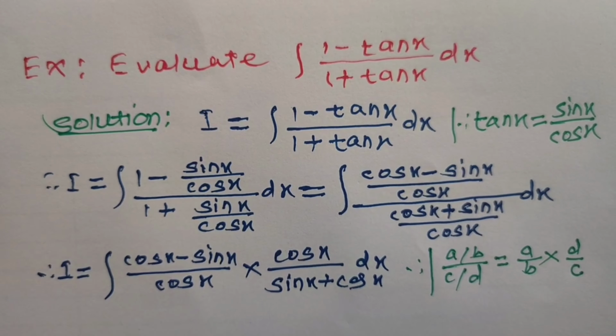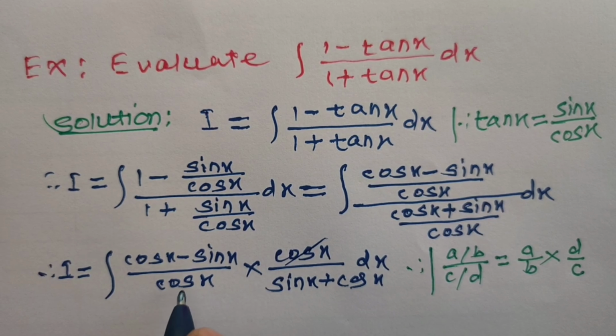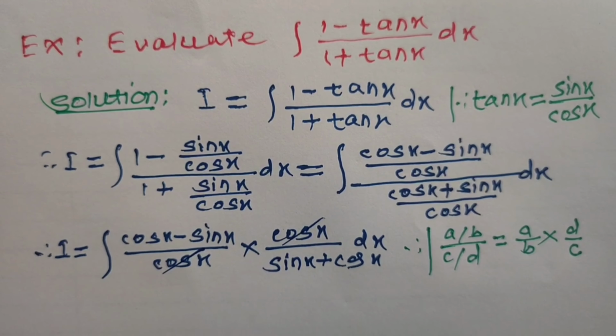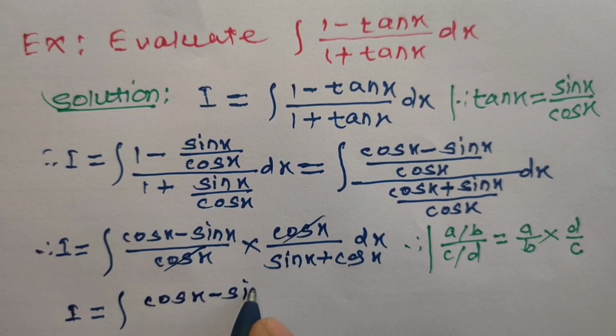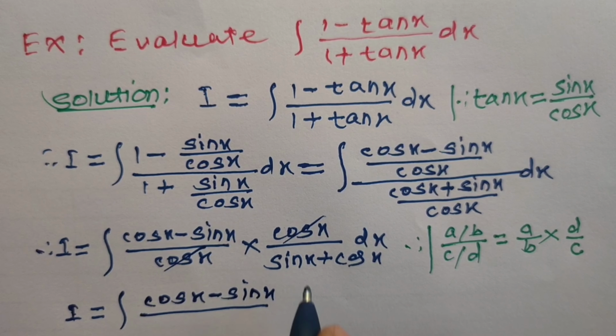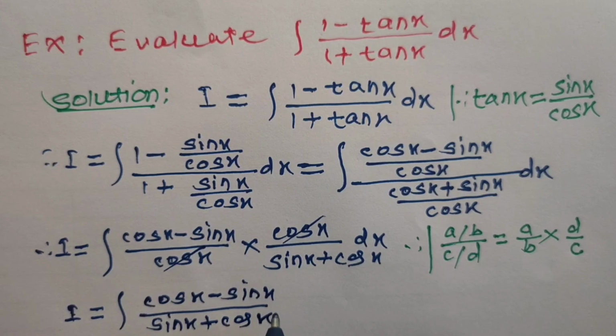Now here this cos x cancels with this cos x, and then the integral can be written as I is equal to integral of cos x minus sin x divided by sin x plus cos x, integral with respect to x.